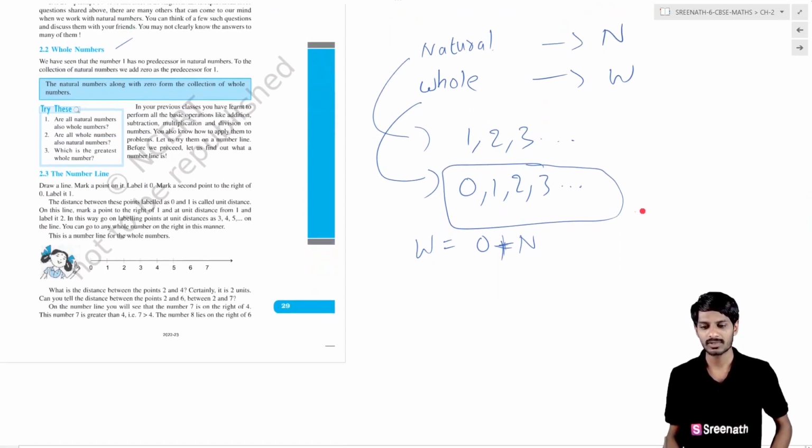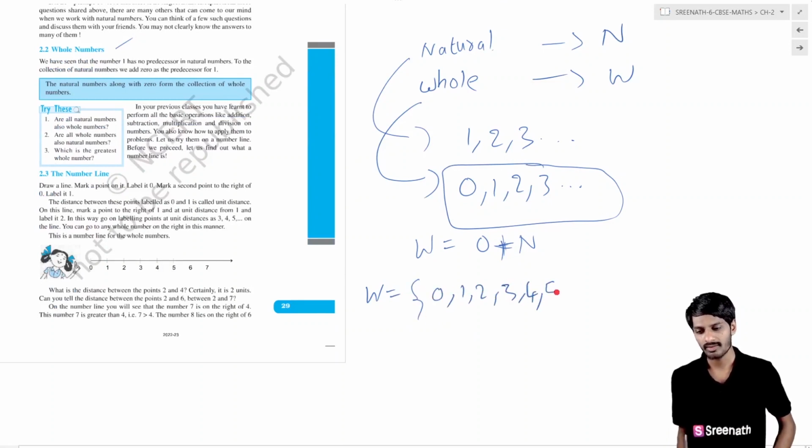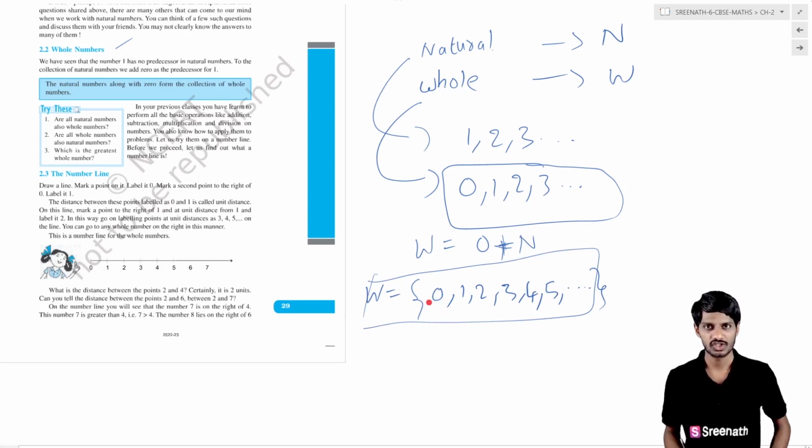So how will we represent the whole numbers? Whole numbers is equal to the set of 0, 1, 2, 3, 4, 5, 6 and so on. They will go on. So this is about the whole numbers, starting from 0.